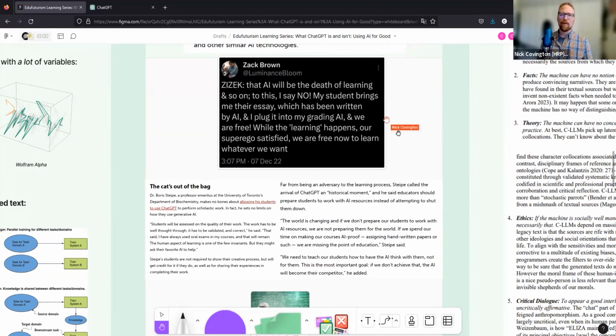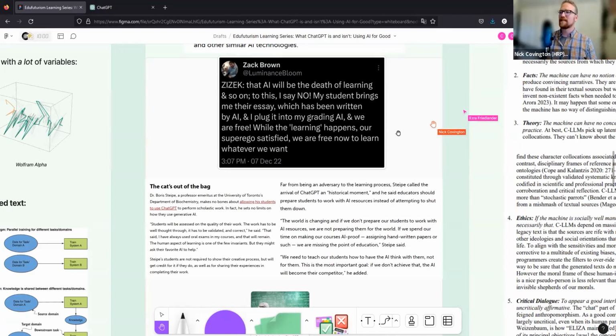But I always reference when I'm talking about AI tools, this is a fake Slavoj Žižek quote. It's not real. It's just a parody that's attributed to him. But it says that AI will be the death of learning and so on. To this, I say no. And you can kind of hear his own little bulldogish nature going on.